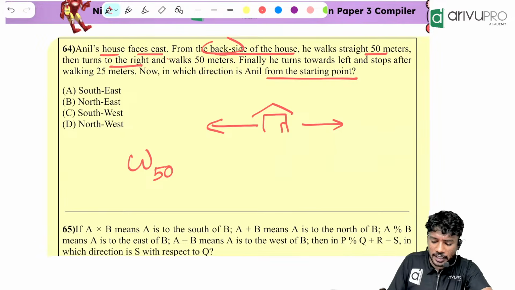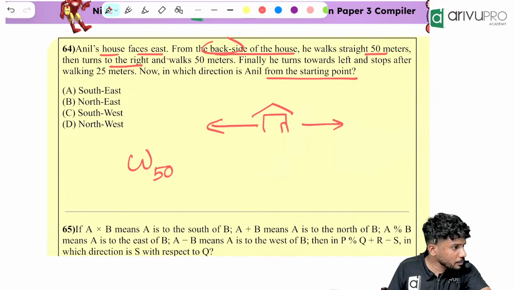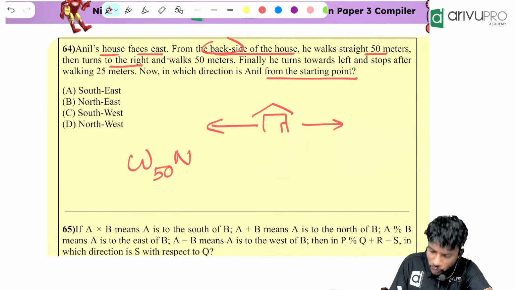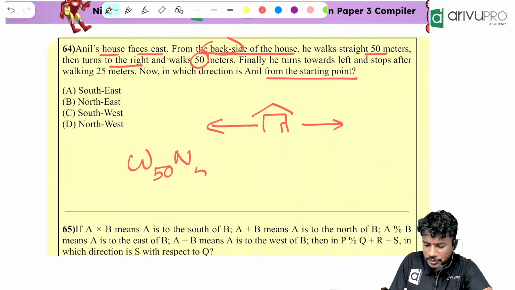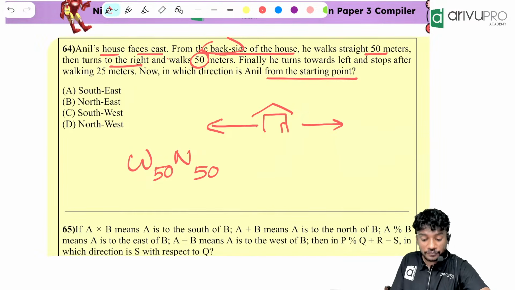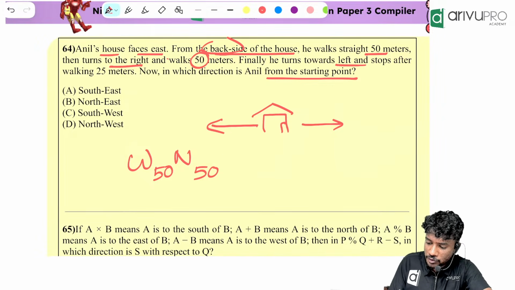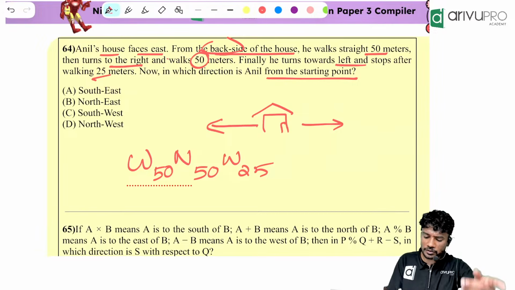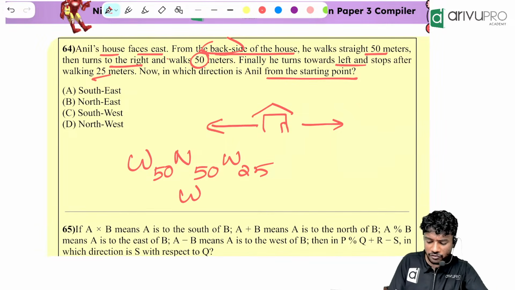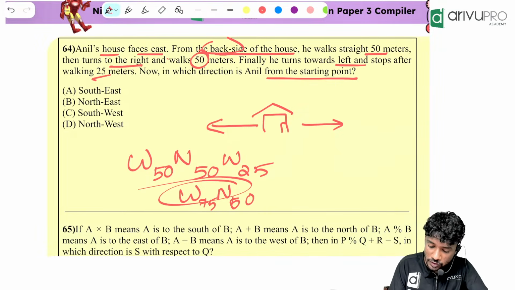Then turn to the right. Right of west is what, people? Right of west is north. And walked how many meters? 50 meters. Then what happened? Finally turned to the left. The left of north is west. And walked how many meters? 25 meters. Now tell me, which is the direction of our current person? West is 50 plus 25, so west is 75, north 50. So northwest is your answer.